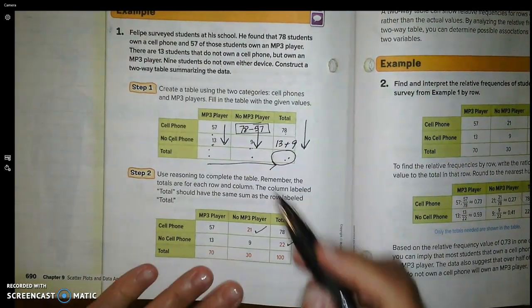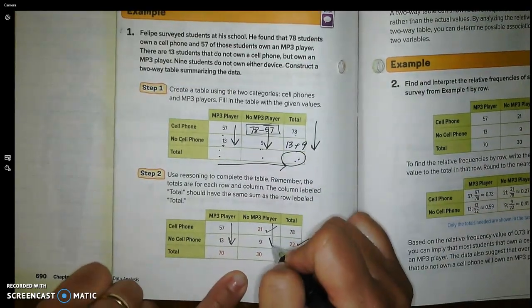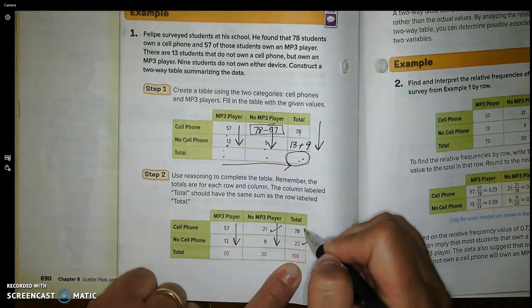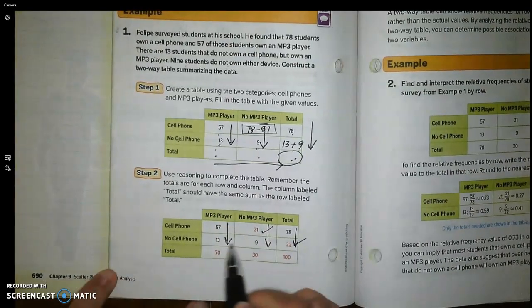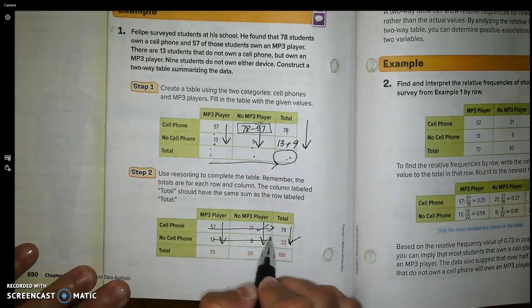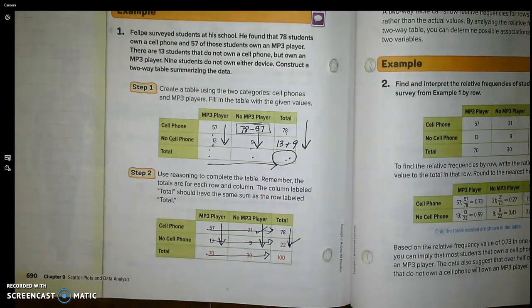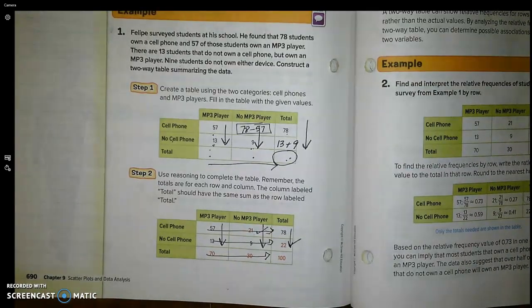So let's go down and double check. 57 and 13 is 70, 21 and 9 is 30, 78 and 22 is 100. Do these add up to give us 78? Yep. How about 13 and 9? Yep. And then 70 and 30? Yes. So everything adds up on its way through and on its way in the chart.